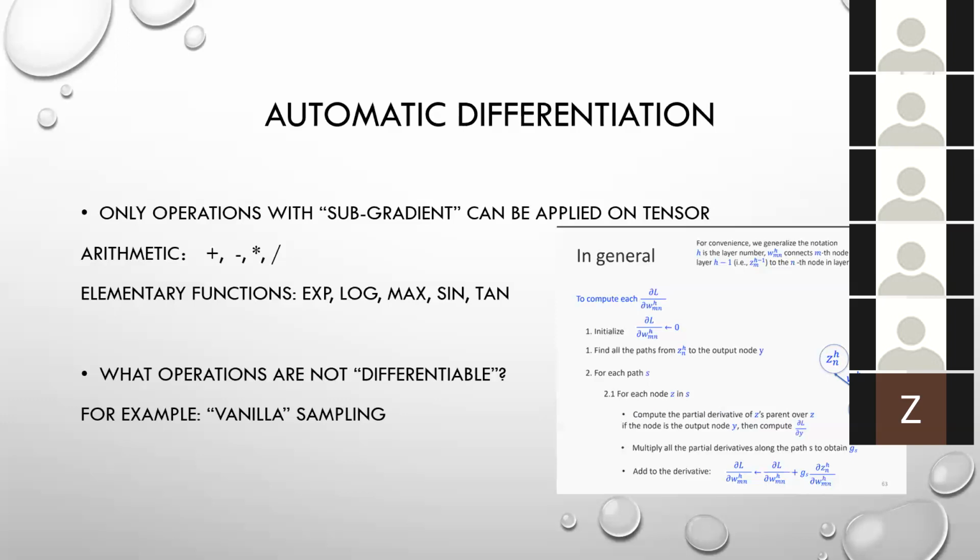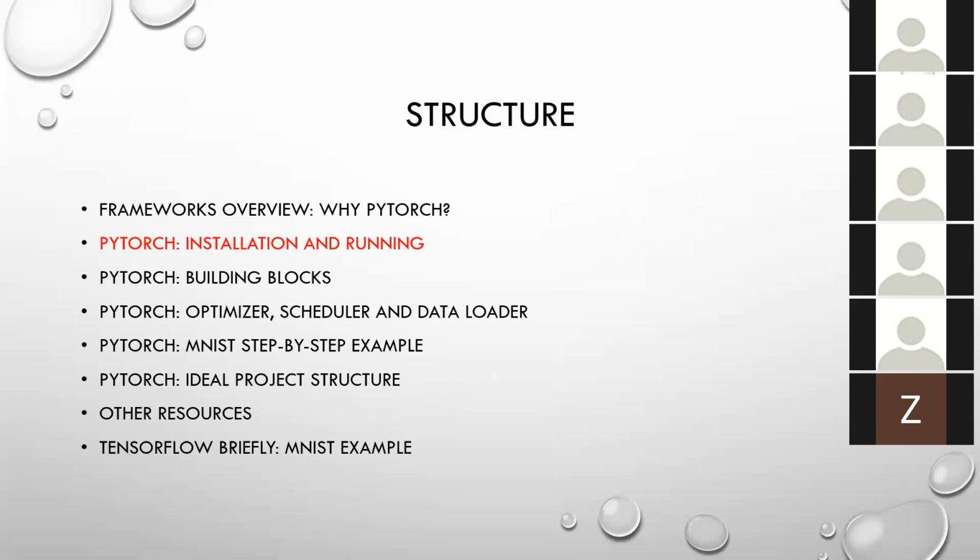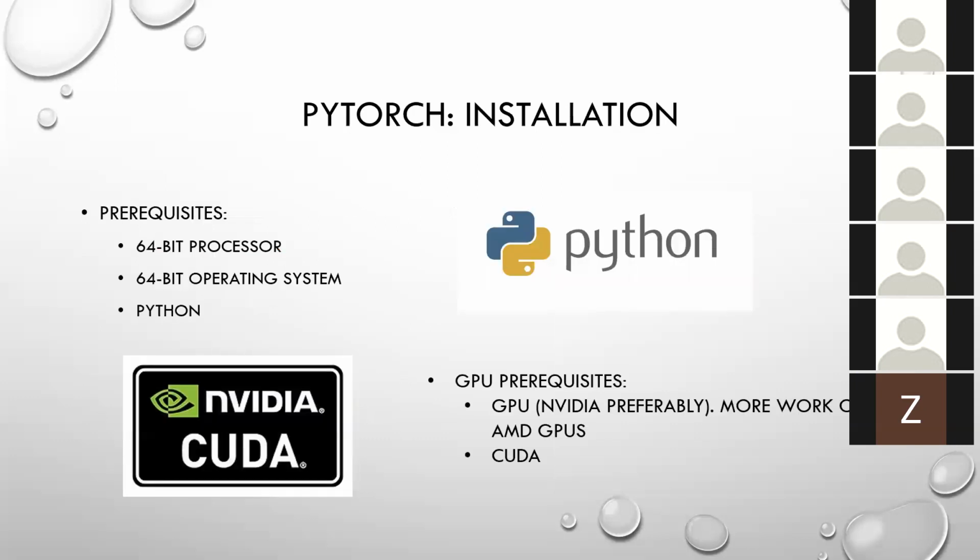And yeah, now that I've hopefully convinced you that deep learning frameworks are something worth your time, and that PyTorch is a good choice for a deep learning framework, we can go straight to installation and running of PyTorch. So here I'm just going to talk about it briefly. You just need a 64-bit processor and operating system. You need Python, obviously, and if you want to use GPU, which I would strongly recommend. In fact, some people say that you cannot do deep learning without GPU, any non-trivial amount of deep learning.